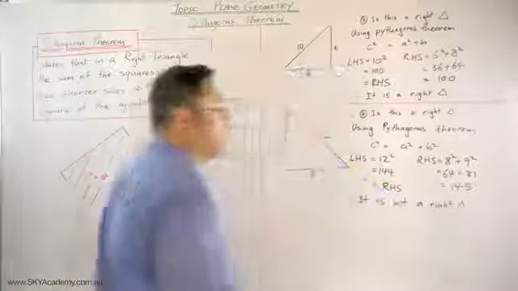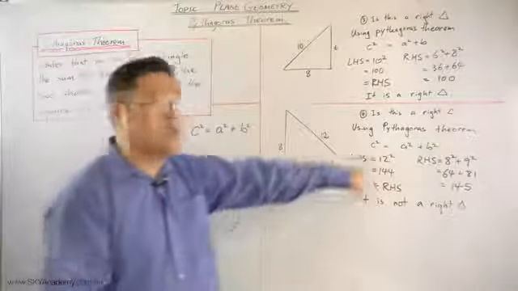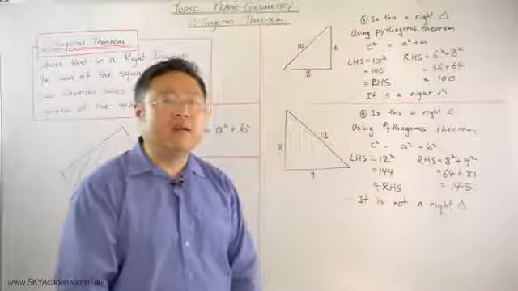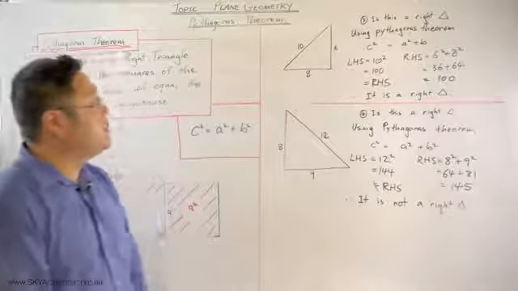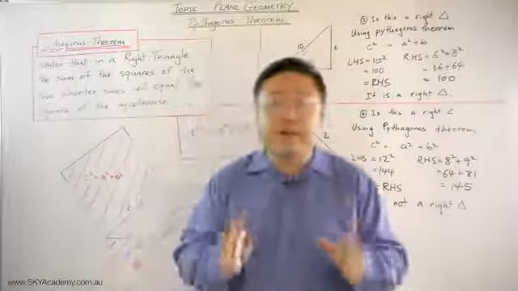Got it? If it's close but no cigar, then it's close but no cigar. So you've got no cigar here. All right, good. So that's Pythagoras' theorem.